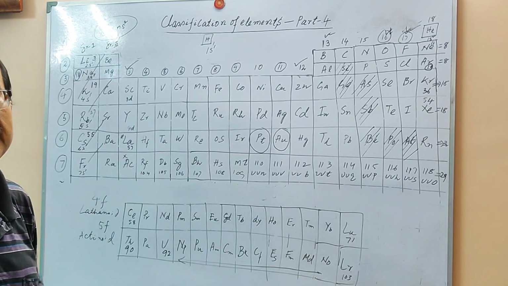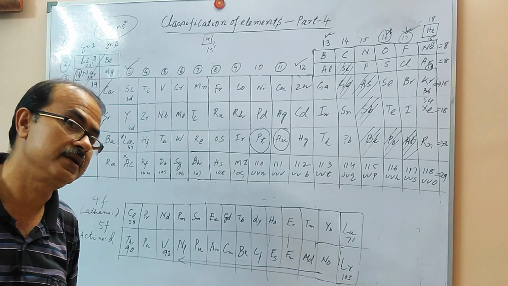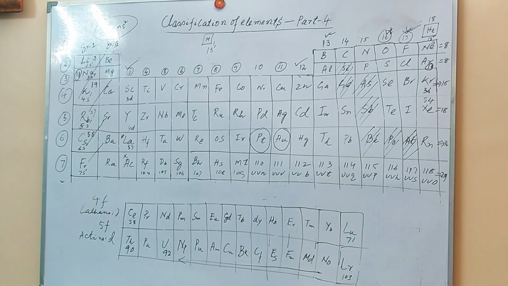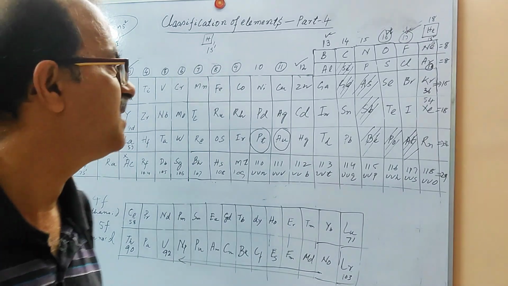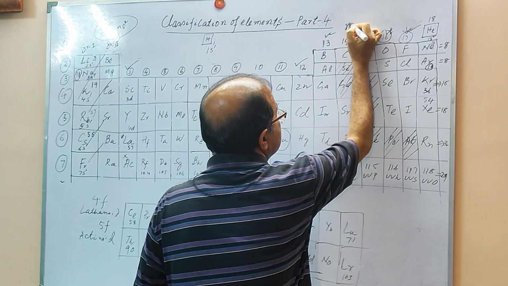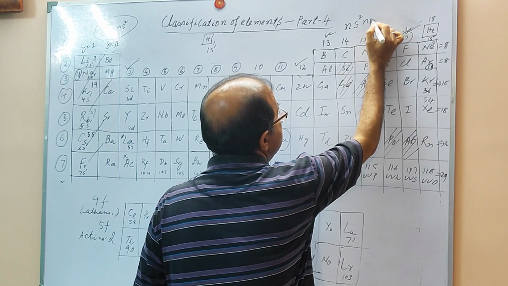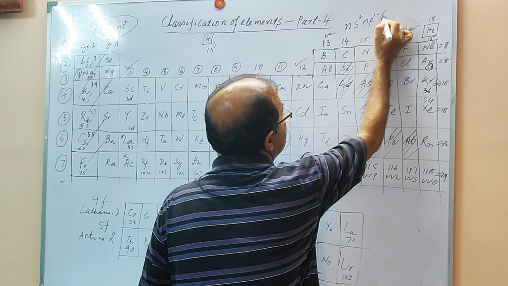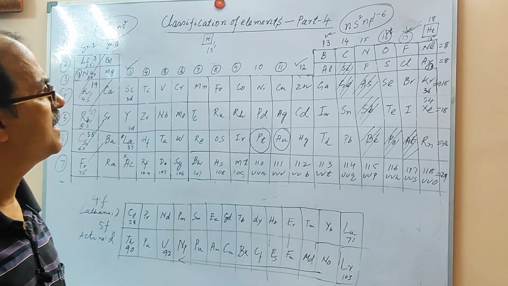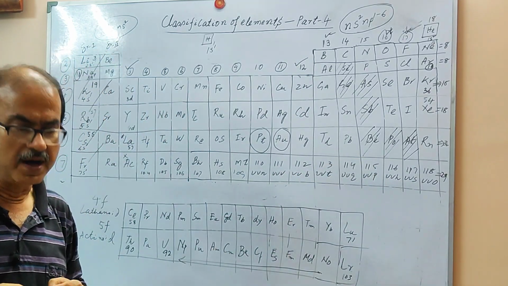Then there is the P block element. P block elements are basically those elements where the last electron enters the P subshell. The general electronic configuration is ns2 np1 to 6. There are basically 30 elements you can see in the P block.